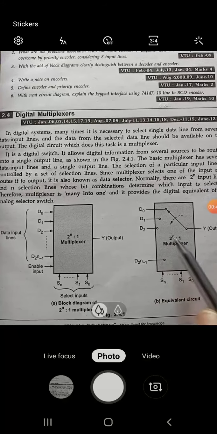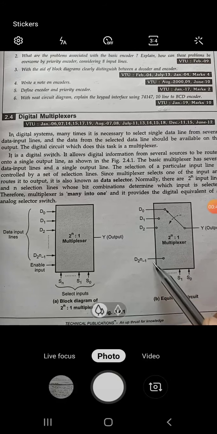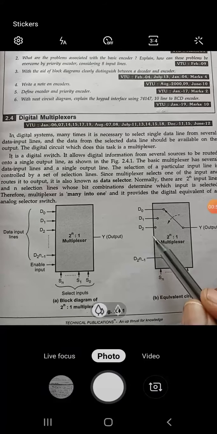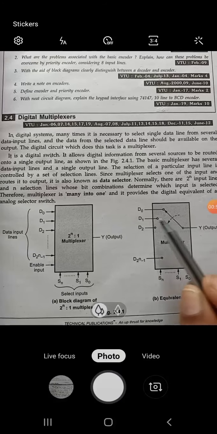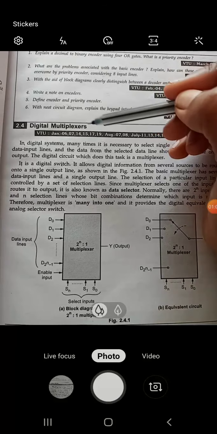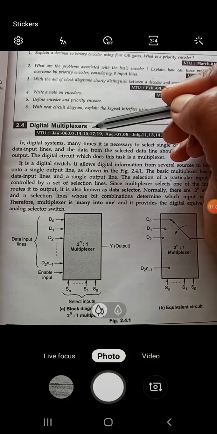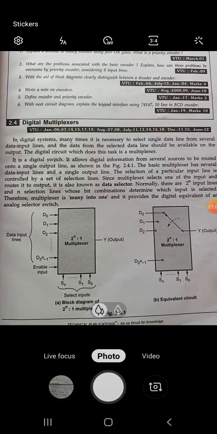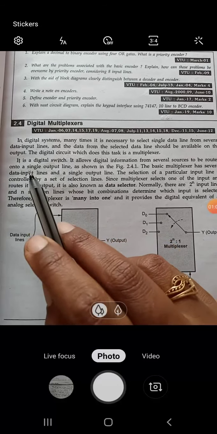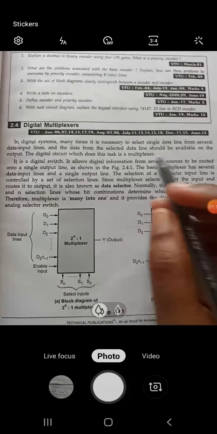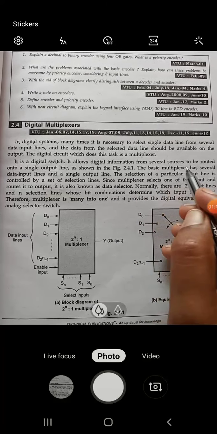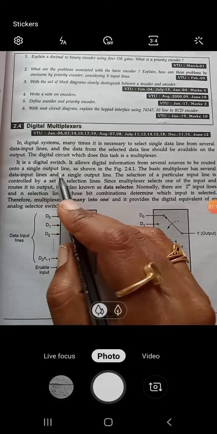You can see here d0, d1, d2, up to n minus 1 input lines. If you want to access only one of these, under that condition we are going to select a device called a digital multiplexer. This is also basically called a digital switch. It allows digital information from several sources to be routed into a single output line.